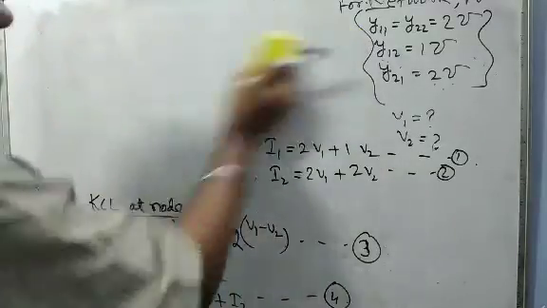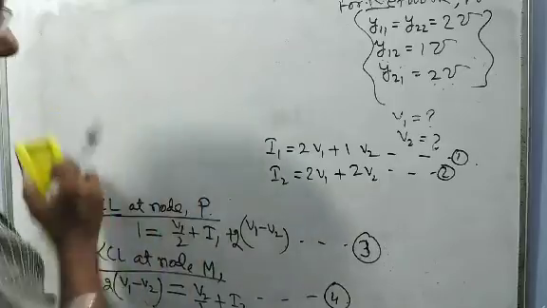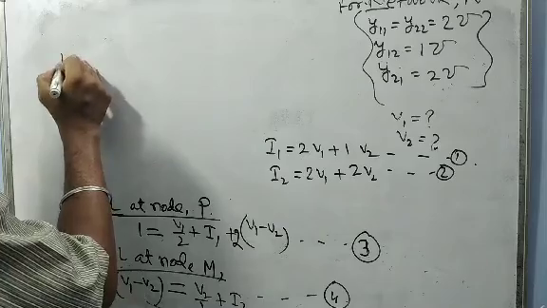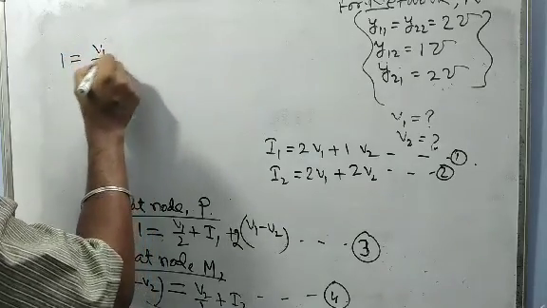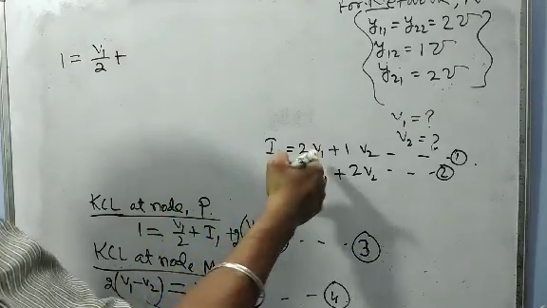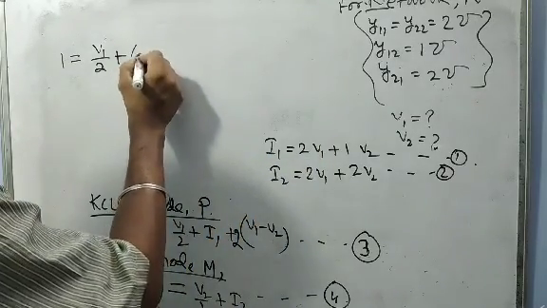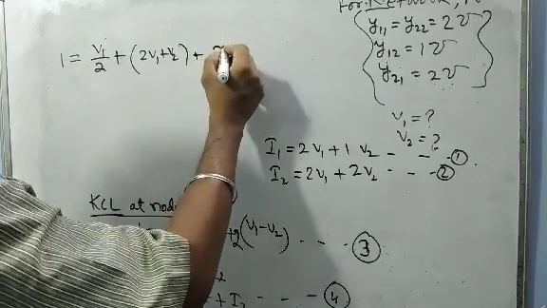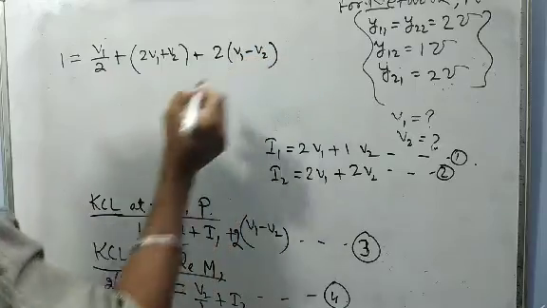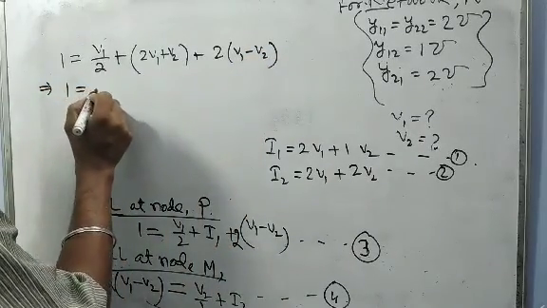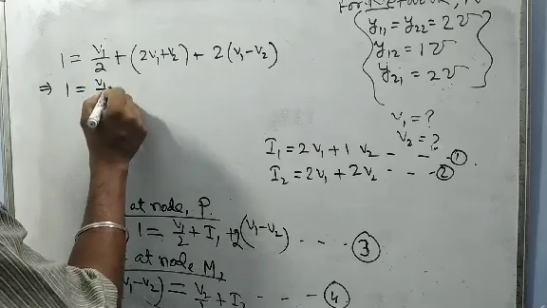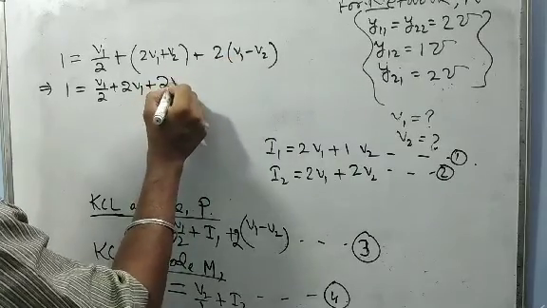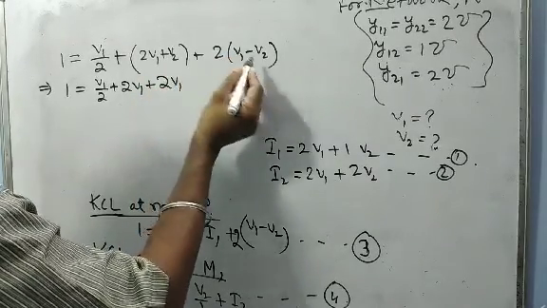Very interesting problems. So simply manipulating, you can write 1 is equal to V1 by 2 plus I1. Now what is I1? I1 is equal to 2V1 plus V2, and this becomes 2V1 minus V2. So it implies 1 is equal to, all V1 you write V1, 2V1 plus here also 2V1, and here V2 minus 2V2.